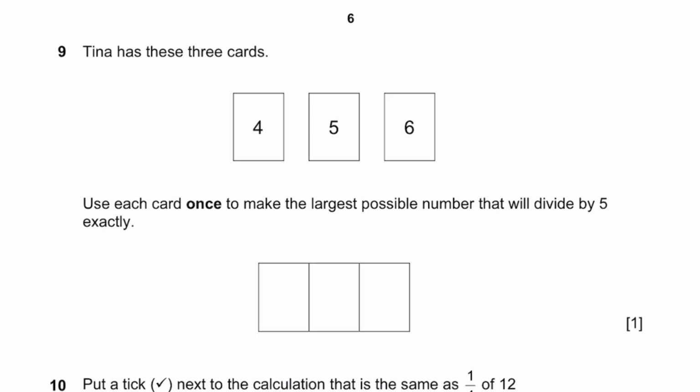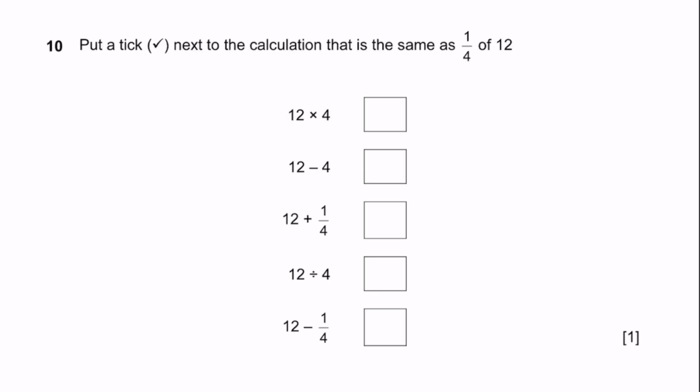Use each card once to make the largest possible number that will divide by 5 exactly. Well, if you want to divide by 5 and get a whole number, that means the last digit must be 5 or 0. Well, we have a 5. So we can put that there. And now we need the largest possible number, so we put the 6 before the 4. 6 has more value here, which is the hundredths. 4 only has tenths place. That's why this is the largest possible number here that divides by 5.